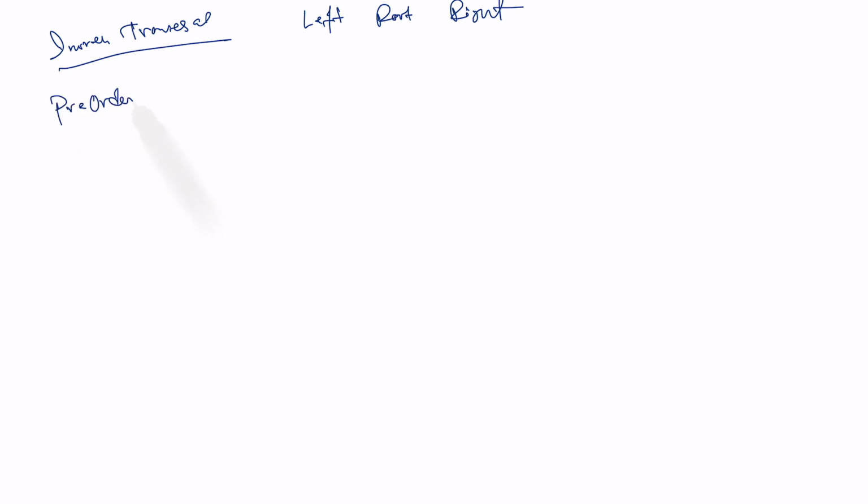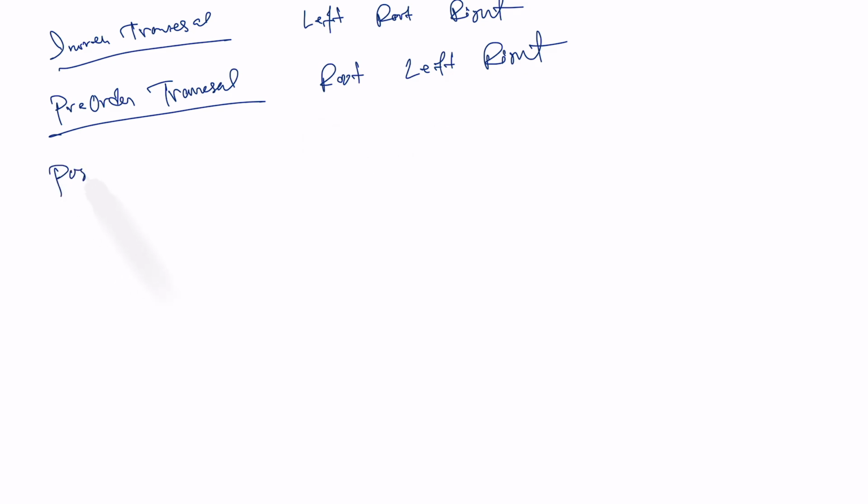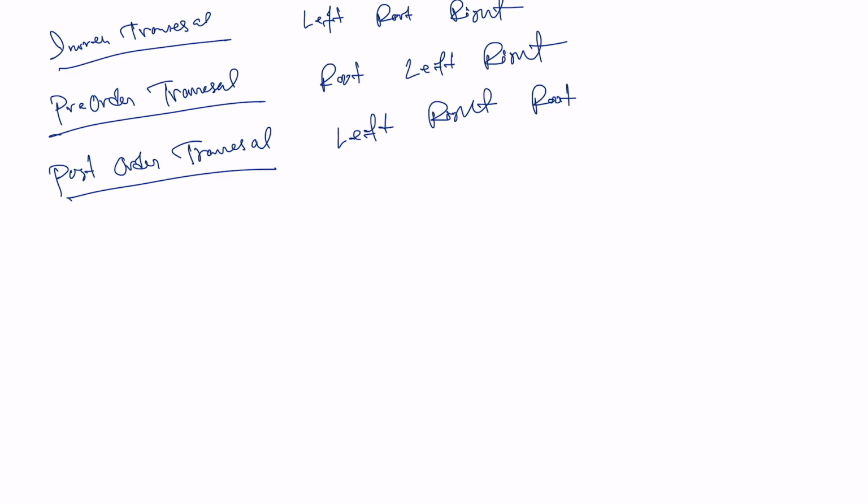Okay, so let's try to understand these traversals. In-order traversal means left, root, right. Then we will have pre-order traversal. Pre-order traversal means root, left, right. Then we'll have post-order traversal. Post-order traversal means left, right, root. Now to understand this, let's take a tree.